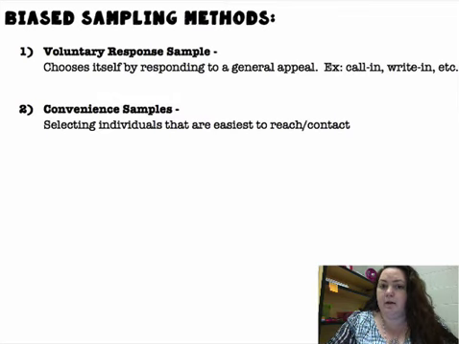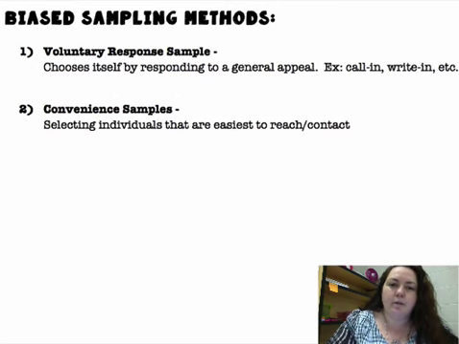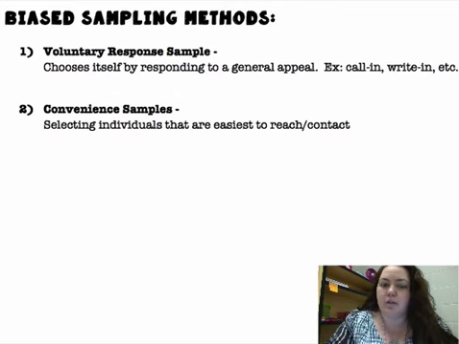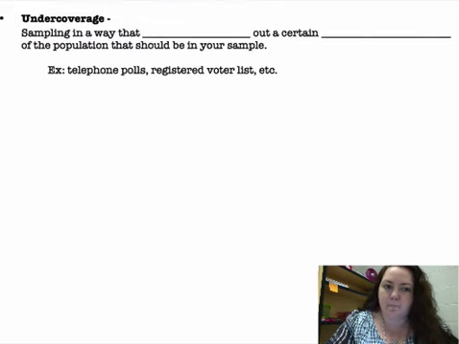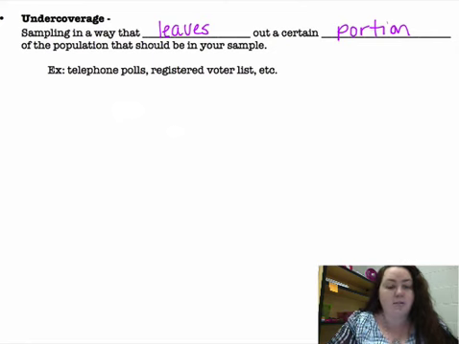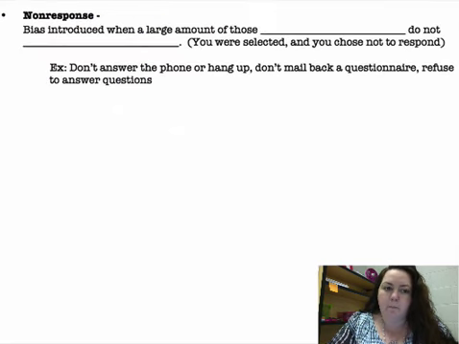Okay, so convenience sampling, like, oh, I'm just going to ask my friends because that's pretty convenient for me. I can get a sample from that. But there might be some bias there. They might all be as like-minded as you are, and they might choose something that is not true to the population. Undercoverage: sampling in a way that leaves out a certain portion of the population that should be in your sample. So telephone polls, maybe not everybody has a phone, or maybe they're only looking at numbers out of a phone book and it doesn't include cell phone numbers. Registered voters, well, a lot of people aren't registered to vote. Stuff like that, where it leaves out a certain portion of the population.